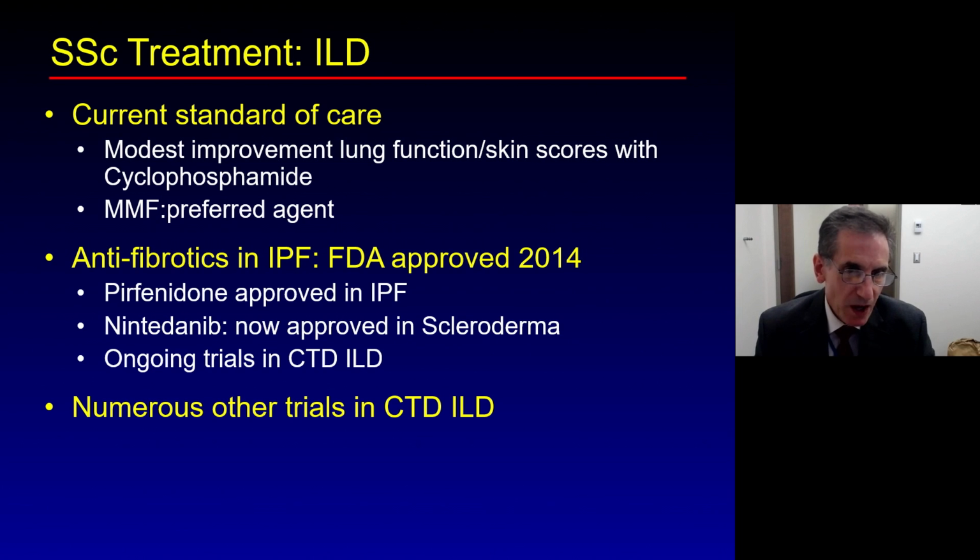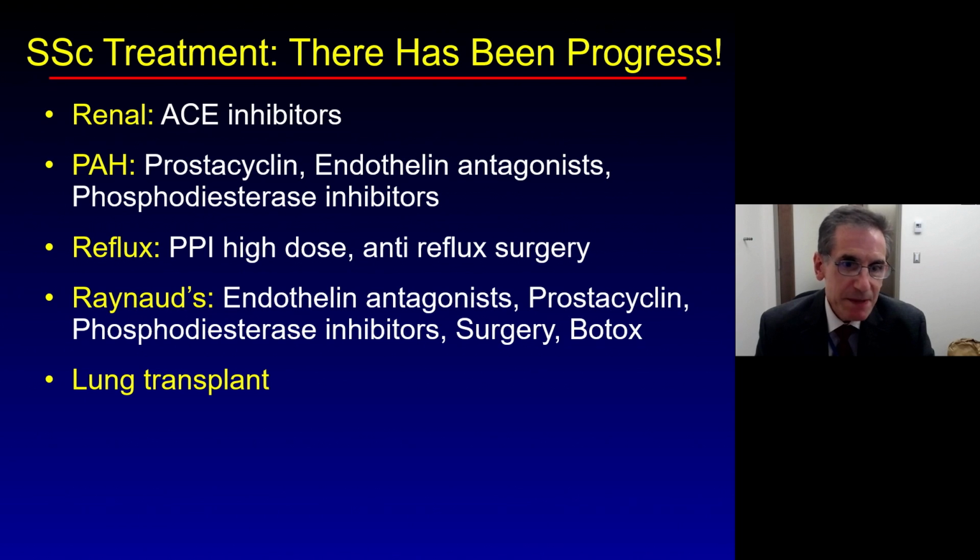There are drugs that are now approved as antifibrotics, which can now be used in scleroderma. Nintedanib is one of them. It was recently approved for scleroderma lung disease. It does not affect the skin, but it can be effective in slowing fibrosis and lung function decline in patients with scleroderma ILD. There are multiple trials in process with regard to treatment of interstitial lung disease in scleroderma. So there has been progress.